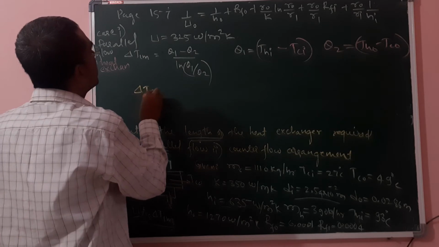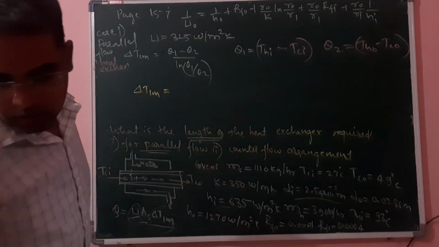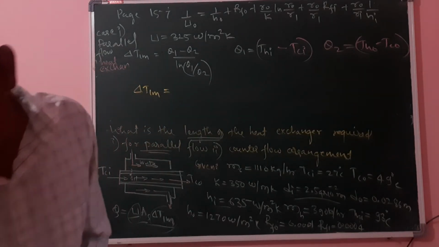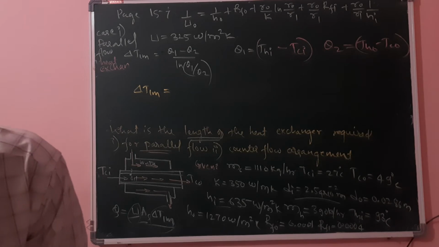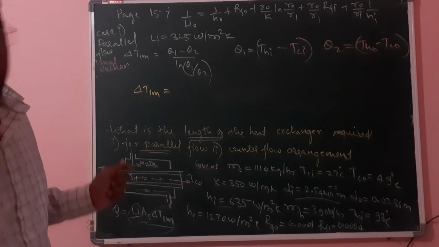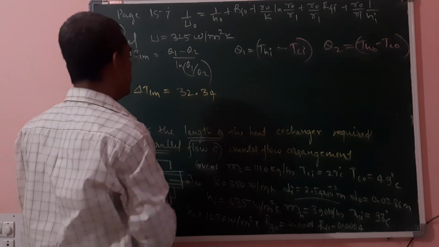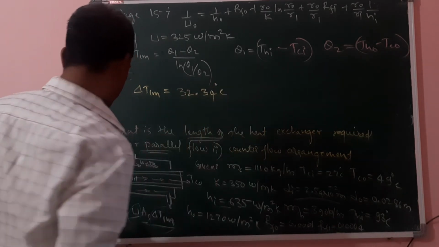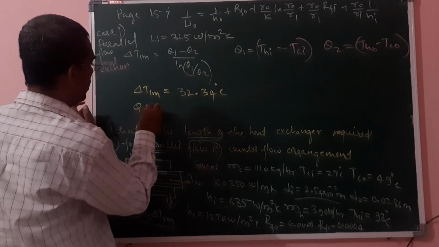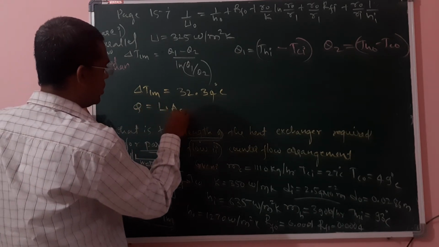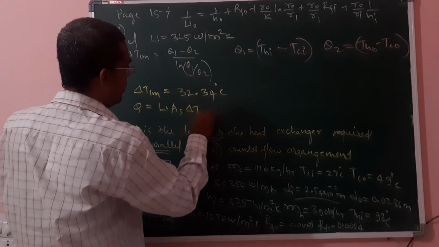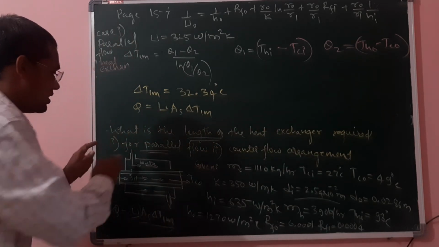Delta TLM you will get as 32.34. Once you know this, you can use this formula: Q is equal to U AS into delta TLM. Here AS is the surface area.